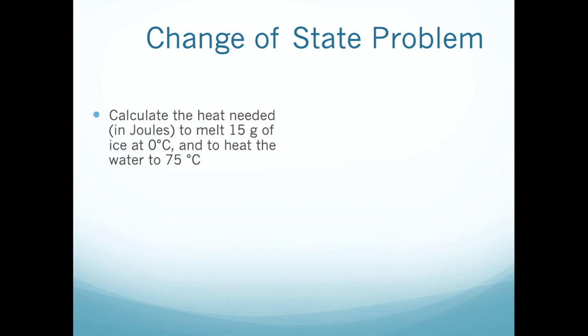So let's try a problem that involves a heating curve. Now there might be more than one thing going on. Let's try reading this problem and see what this question is giving us and how to break it down. Calculate the heat needed in joules. So we already know what we're aiming for: we're trying to get joules. To melt 15 grams of ice at 0 degrees Celsius and to heat the water to 75 degrees Celsius. So we're starting off with 15 grams of ice at 0 degrees Celsius.